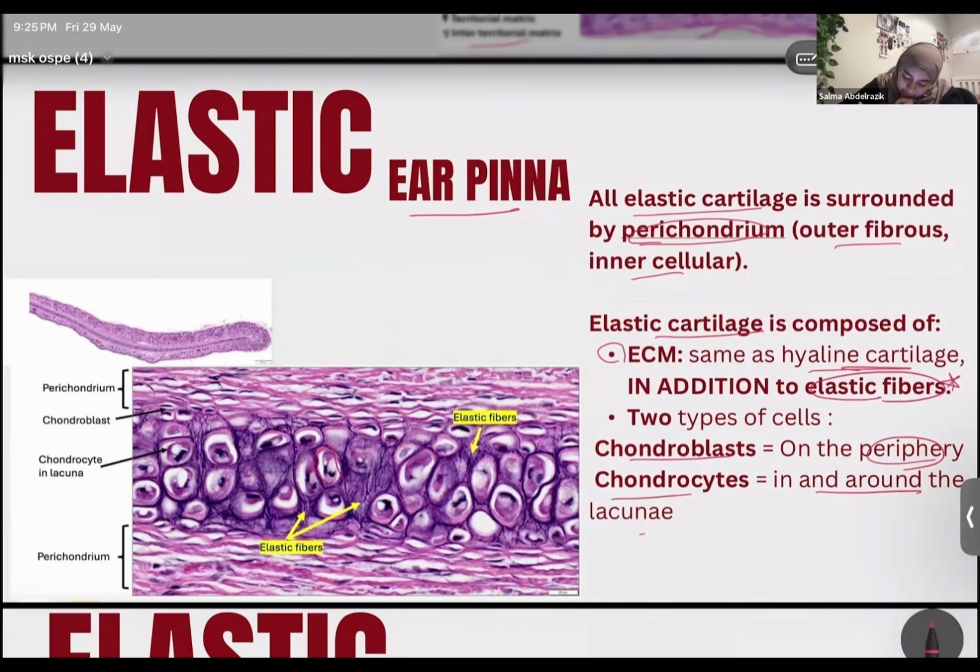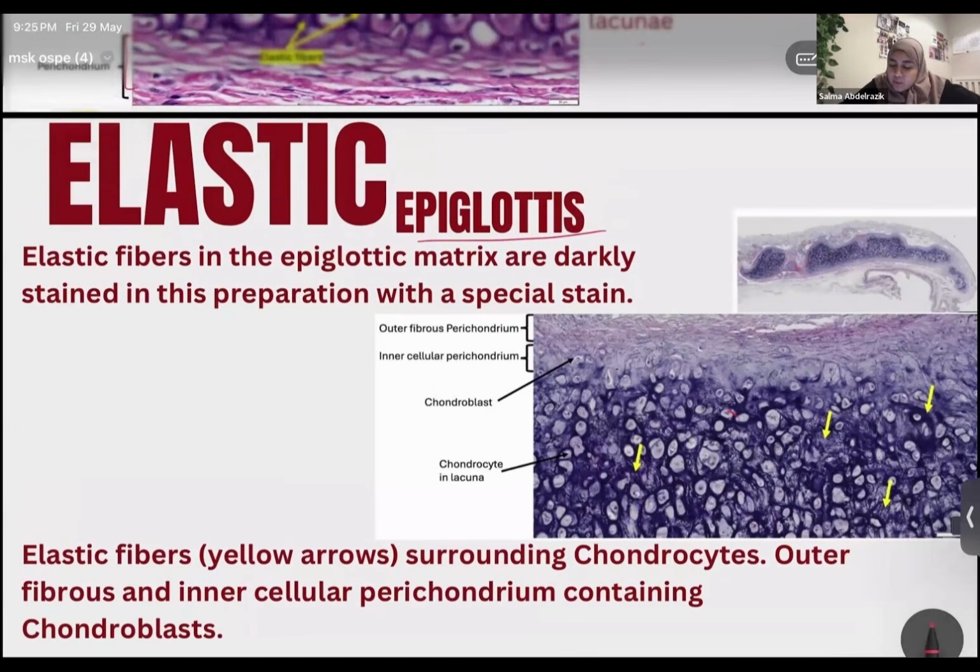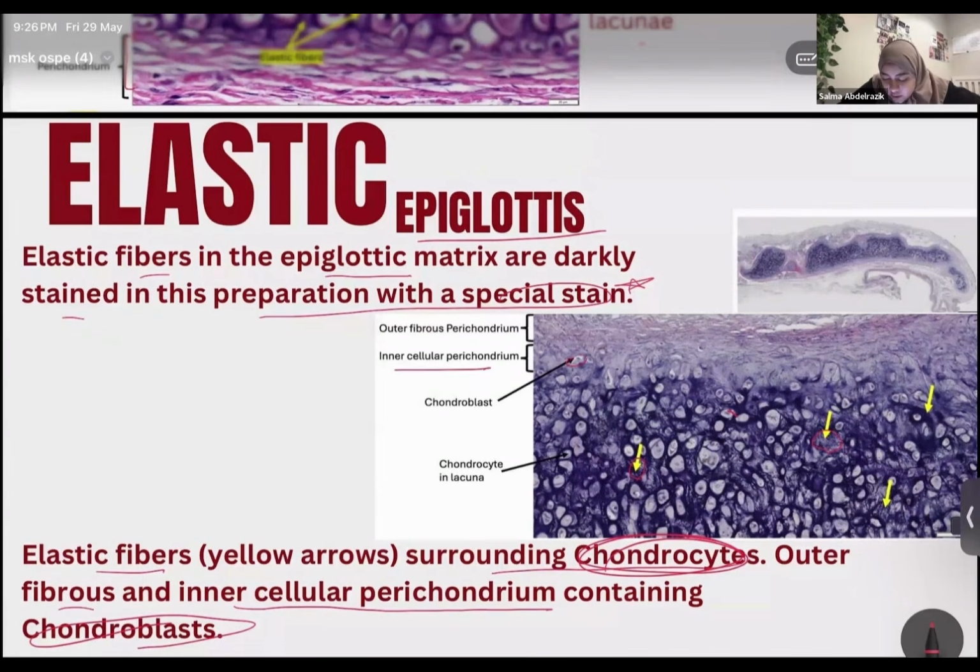Same thing. This one looks like it has so many trypophobia alerts going on. Anyways, this is the ear pinna, and it shows the perichondrium, which is outer fibrous, inner cellular. Chondroblast on the periphery becomes chondrocytes in the lacuna. On another perichondrium, elastic epiglottis. It's very bluish, purplish, dark stained. So we said elastic epiglottis is darkly stained in preparation with special stain. Elastic fibers, like the yellow arrow over here, surround the chondrocytes. Outer fibers, inner cellular perichondrium containing chondroblasts. So the perichondrium as well has the chondroblast in the periphery, chondrocytes in the lacuna, same thing.